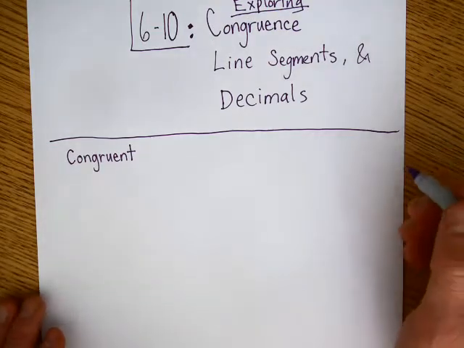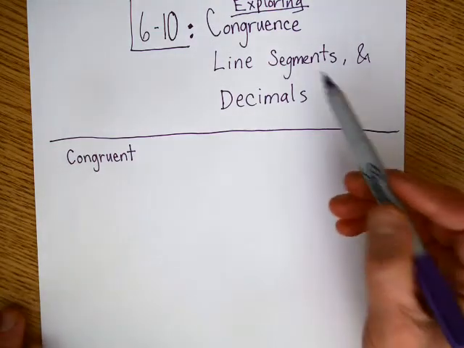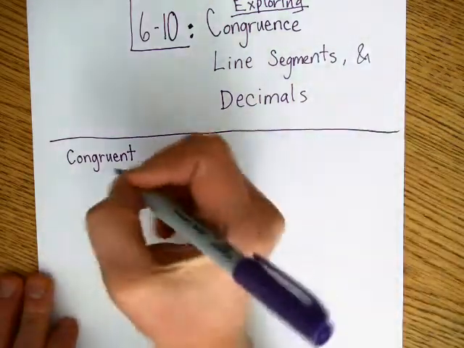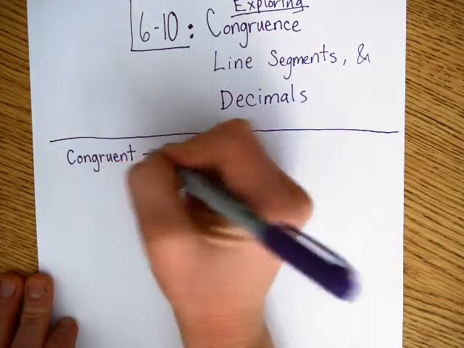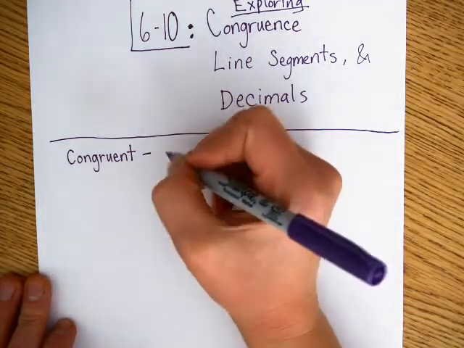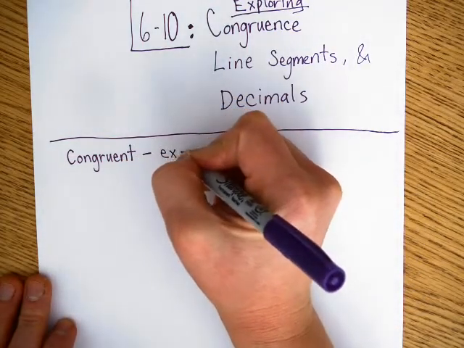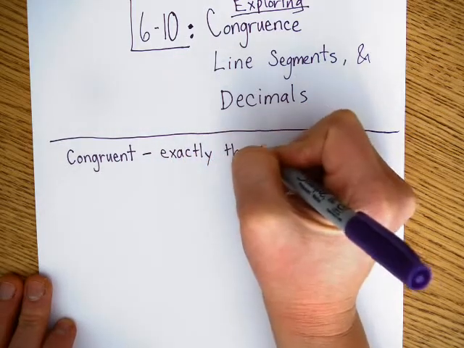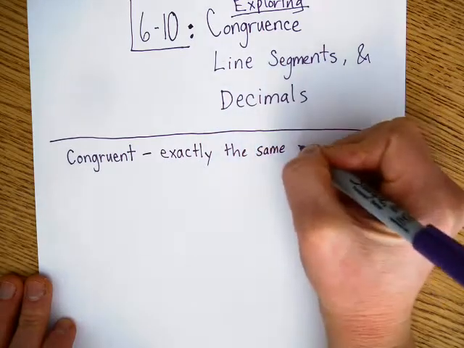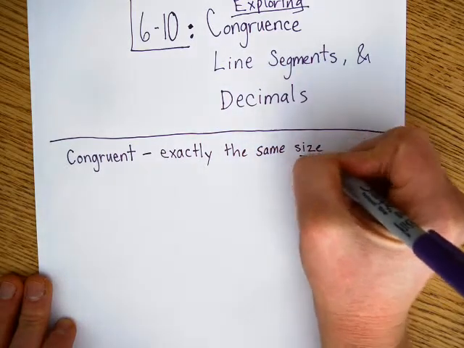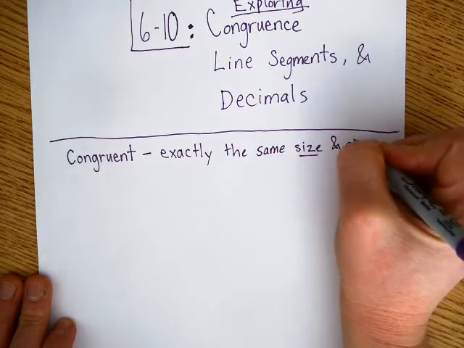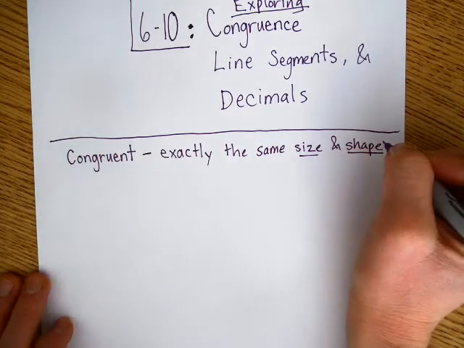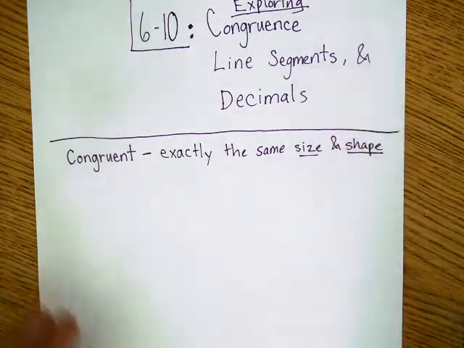Okay, so today's lesson is 610, exploring congruence, line segments, and decimals. And there's one vocabulary word that's new today, congruent, and that's when two things have exactly the same size and shape. So it has to be the same size and it has to be the same shape. It can't be a big square and a little square. Those would not be congruent.